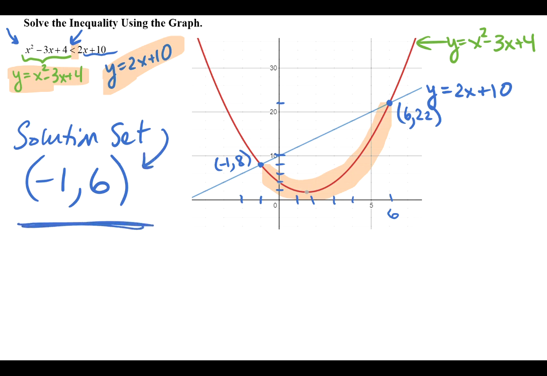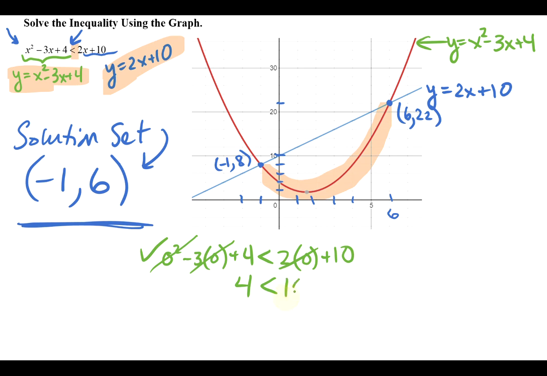If we wanted to check that, we could plug a value that's in here into the original inequality and see if it works. For instance, we could plug 0 in. 0 is within that interval. 0 squared minus 3 times 0 plus 4. I'm going all the way back to the original inequality. Is that less than 2 times 0 plus 10? So calculating each side, on the left-hand side, 0 minus 0 plus 4, I just get 4. And on the right, 2 times 0 is 0, plus 10. Is 4 less than 10? Yes, it is, so that checks.